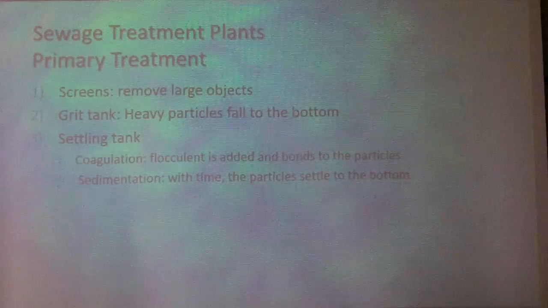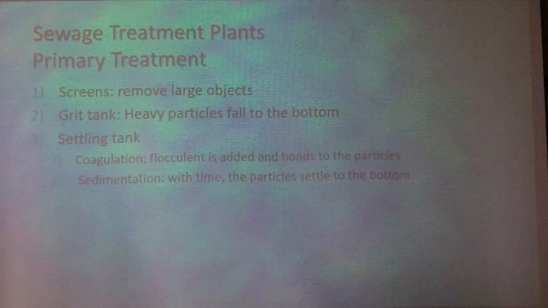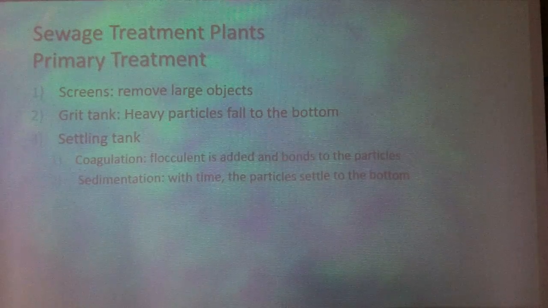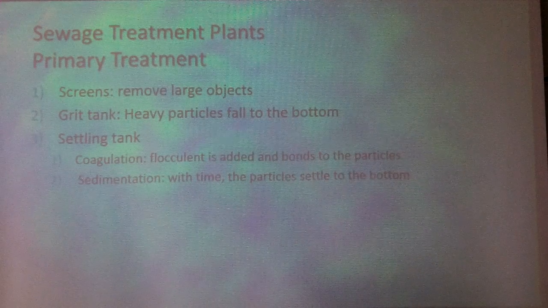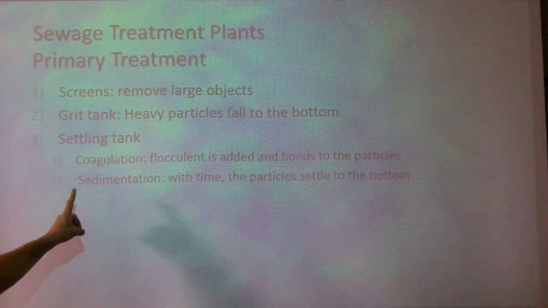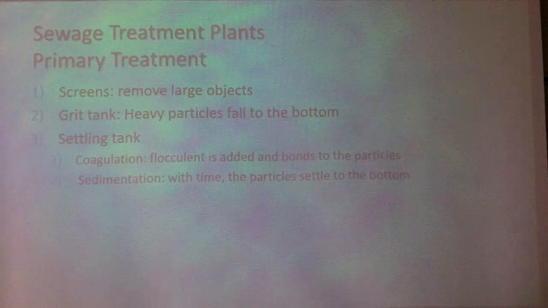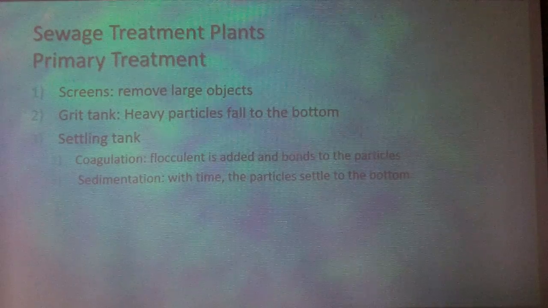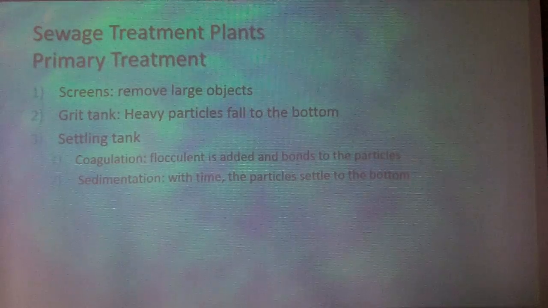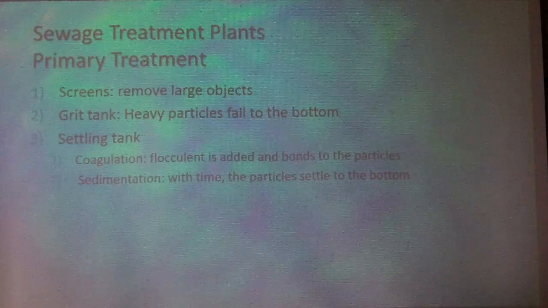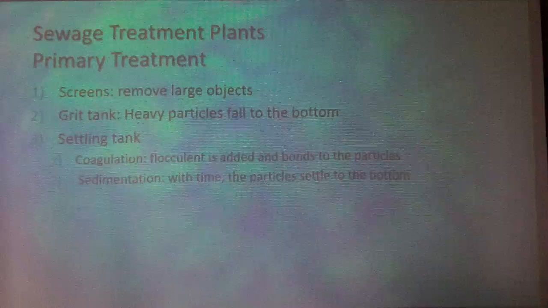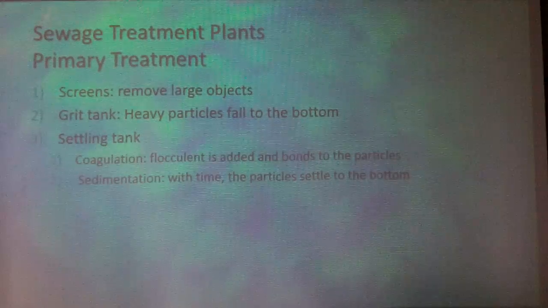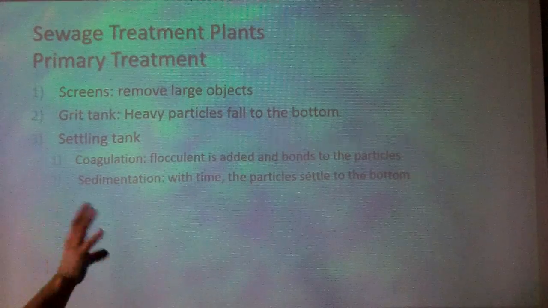So grit tanks and settling tanks are very similar. You let it sit for a little bit in the grit tank, and the bigger pieces fall out towards the bottom, where they can be removed, and then the rest of the material is moved onto the next settling tanks, where they use a flocculant for coagulation. So a flocculant is a material that binds the particles that are already in the water and makes them heavier. And that way, now that the particles are heavier, they fall out of the water easier and faster. So flocculant binds to particles, makes them heavier, so that they coagulate and fall to the bottom, and then you can move that water now onto the next process, all right?